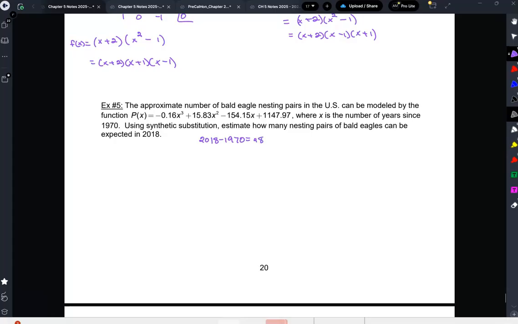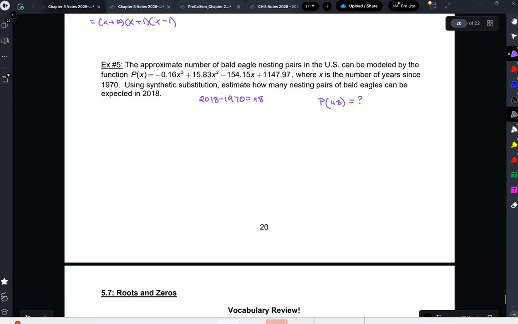So what are we going to do here? What is it that we're looking for? P of 48, right? And we're going to do it using synthetic substitution. So let's go ahead and do that. You're going to need some space for this. Okay, so we've got negative 0.16.